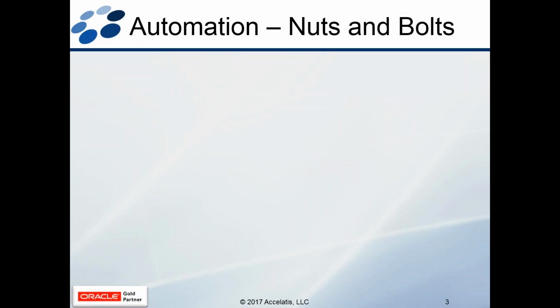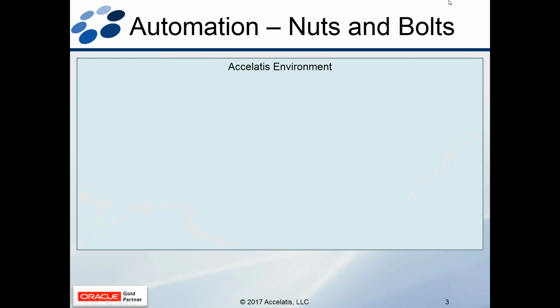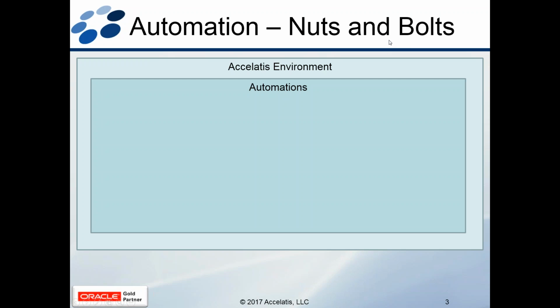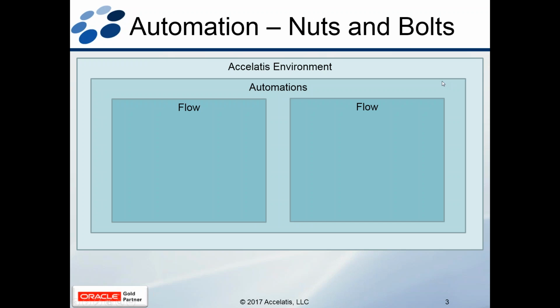So the quick view of automation, basically you're going to have your Accelatis environment, and then you have the automation module that sits on the environment. So if you have 3 Accelatis environments, you're going to have 3 different sets of automations. They don't cross environments. And inside of your automation module, you are going to have flows.